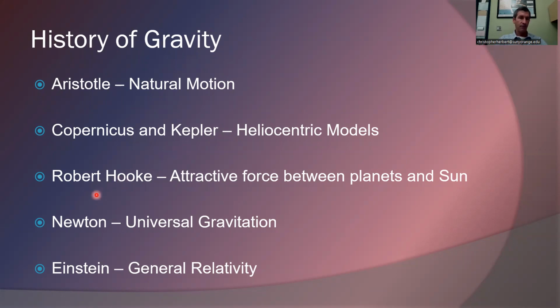Robert Hooke was the first to really make an attempt to explain the why. He believed that there was an attractive force between the planets and the sun, and that perhaps this was associated with something comparable to magnetism. But it was Newton who was able to unify what we already knew about gravity on the surface of the Earth with the gravity that holds orbiting bodies in their motion.